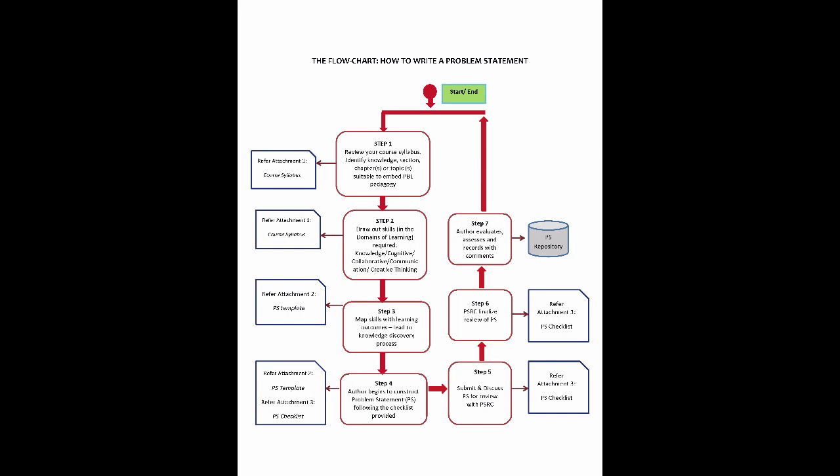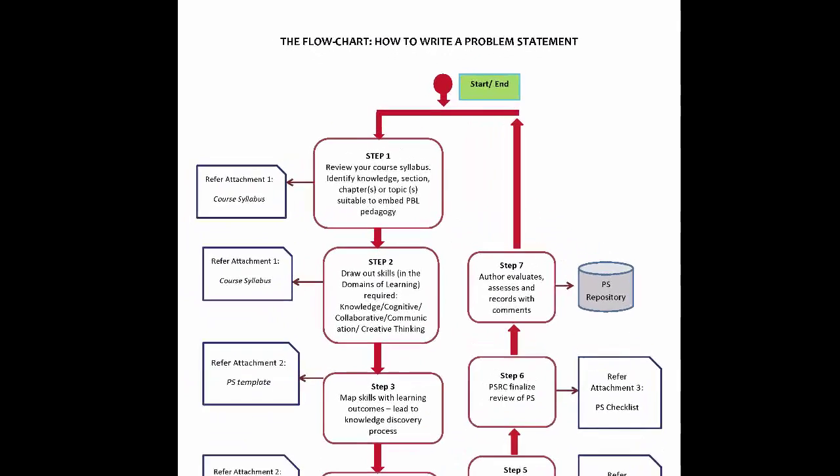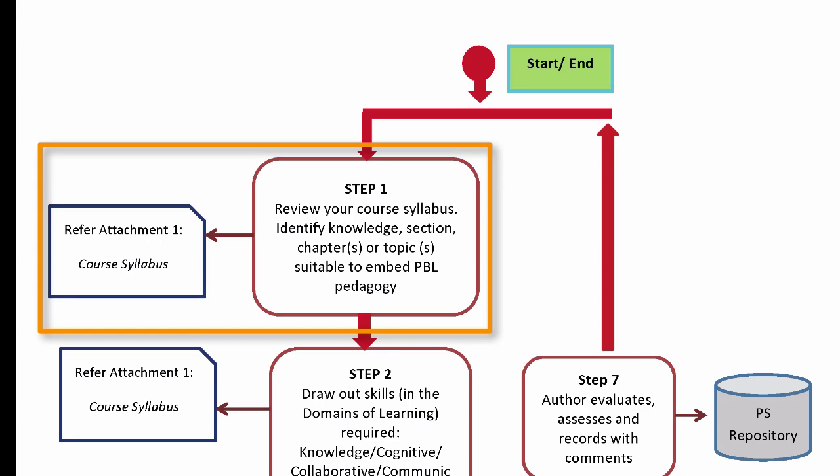This flowchart helps you to understand the overall steps on how to write a PS. There are altogether 7 steps. Let's begin with step 1.